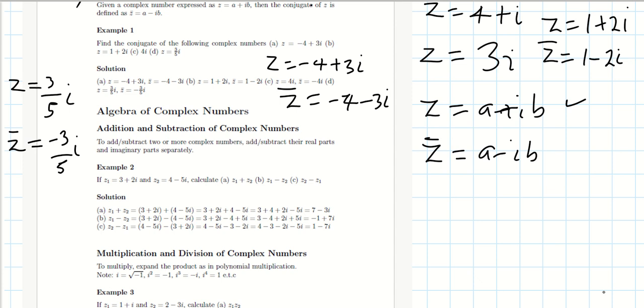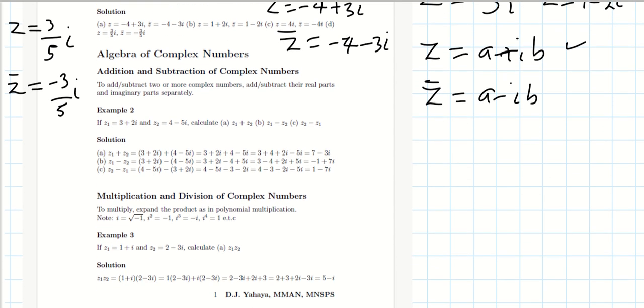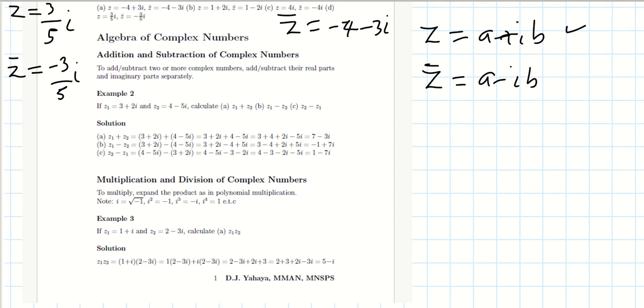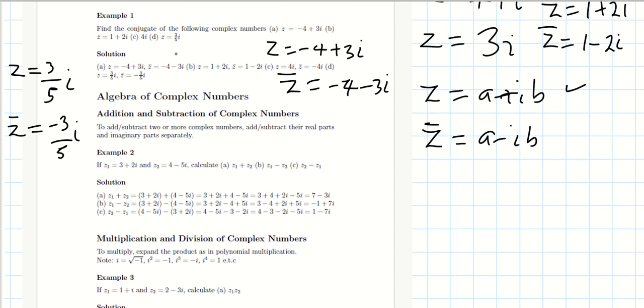Then, with that being said, we move to the algebra of complex numbers. So we talk about addition and subtraction of complex numbers, and multiplication and division of complex numbers. Now, in adding or subtracting two or more complex numbers, we add or subtract their real parts and imaginary parts separately. So it's more like collecting like terms.